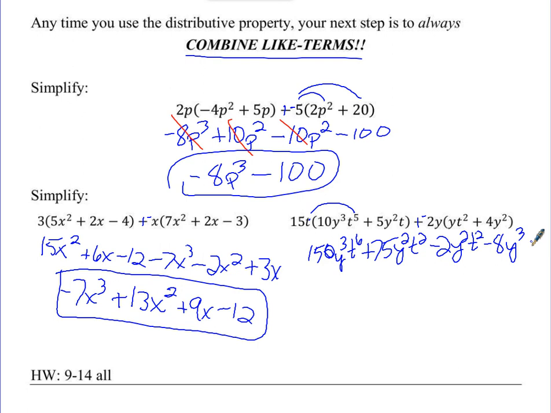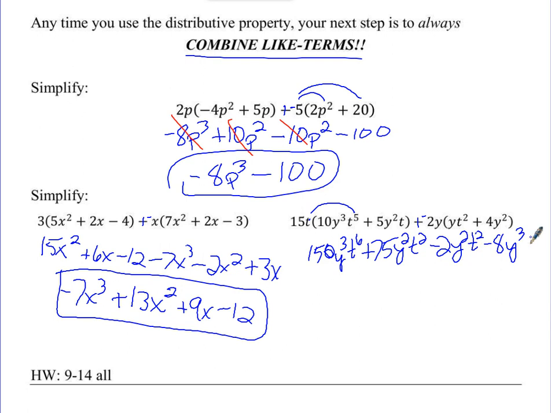So remember the rules for combining like terms. The variables and the exponents have to match. So in this term I have y and t. I have y and t here. Are those like terms? No, why not? Yeah, the exponents don't match. This is y to the third, t to the sixth. This one is y squared, t squared. They're not like terms. But over here, y squared, t squared, I have a y squared, t squared. These two right here are like terms.